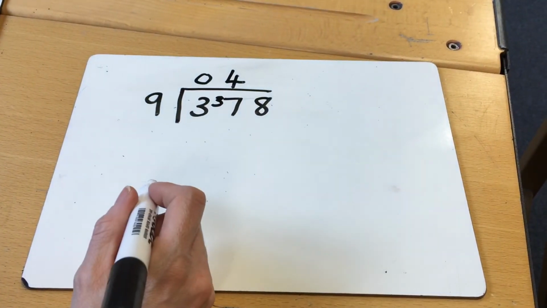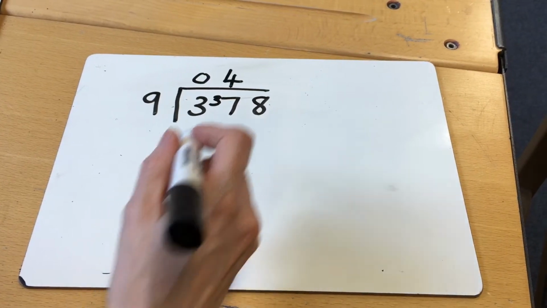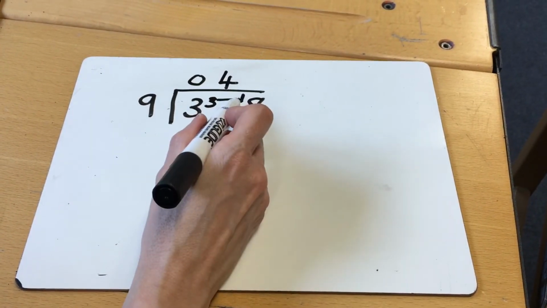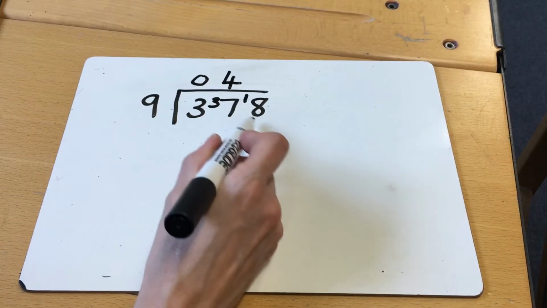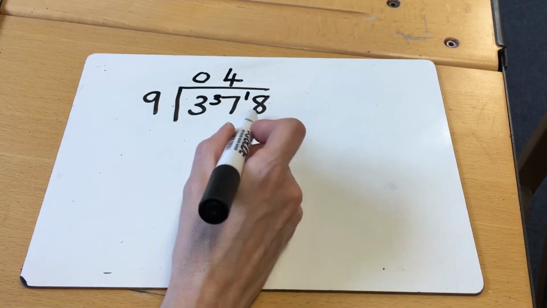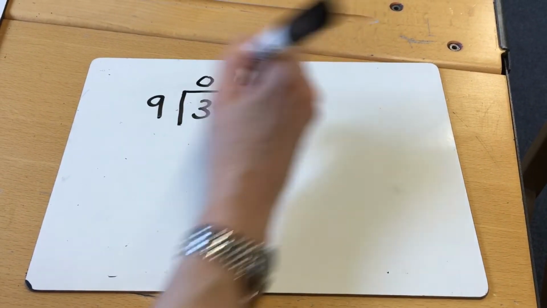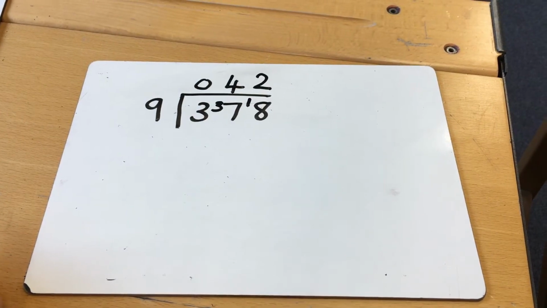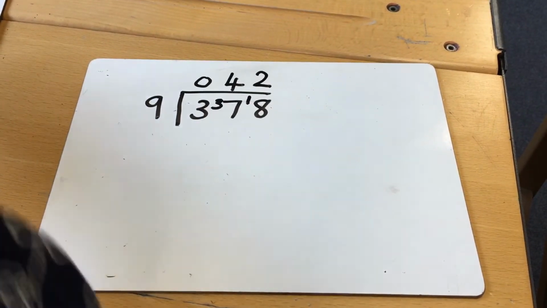there. And my remainder 1, I'm now going to move over, because that was 110, and 110 plus 8 is 18 ones. How many 9s are in 18? There's 2. So there are 42 9s in 378.